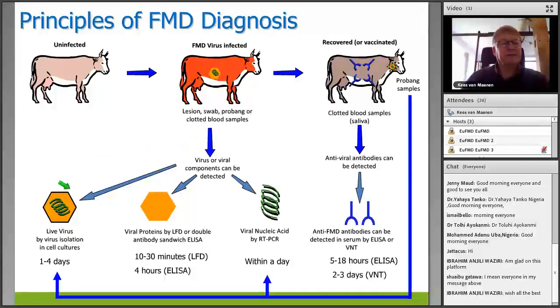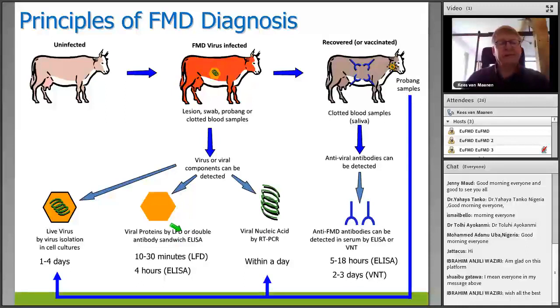So you can either do virus isolation. Many labs cannot do that. You need proper biocontainment for that. And it takes time, of course, at least 1 to 4 days. And often when you have to do a couple of passages, it takes longer. So what is more practiced in many labs is the lateral flow devices, which can be done even in the field. And ELISAs, antigen detection ELISAs, which are often antigen detection serotyping ELISAs, so that you also know the serotype.